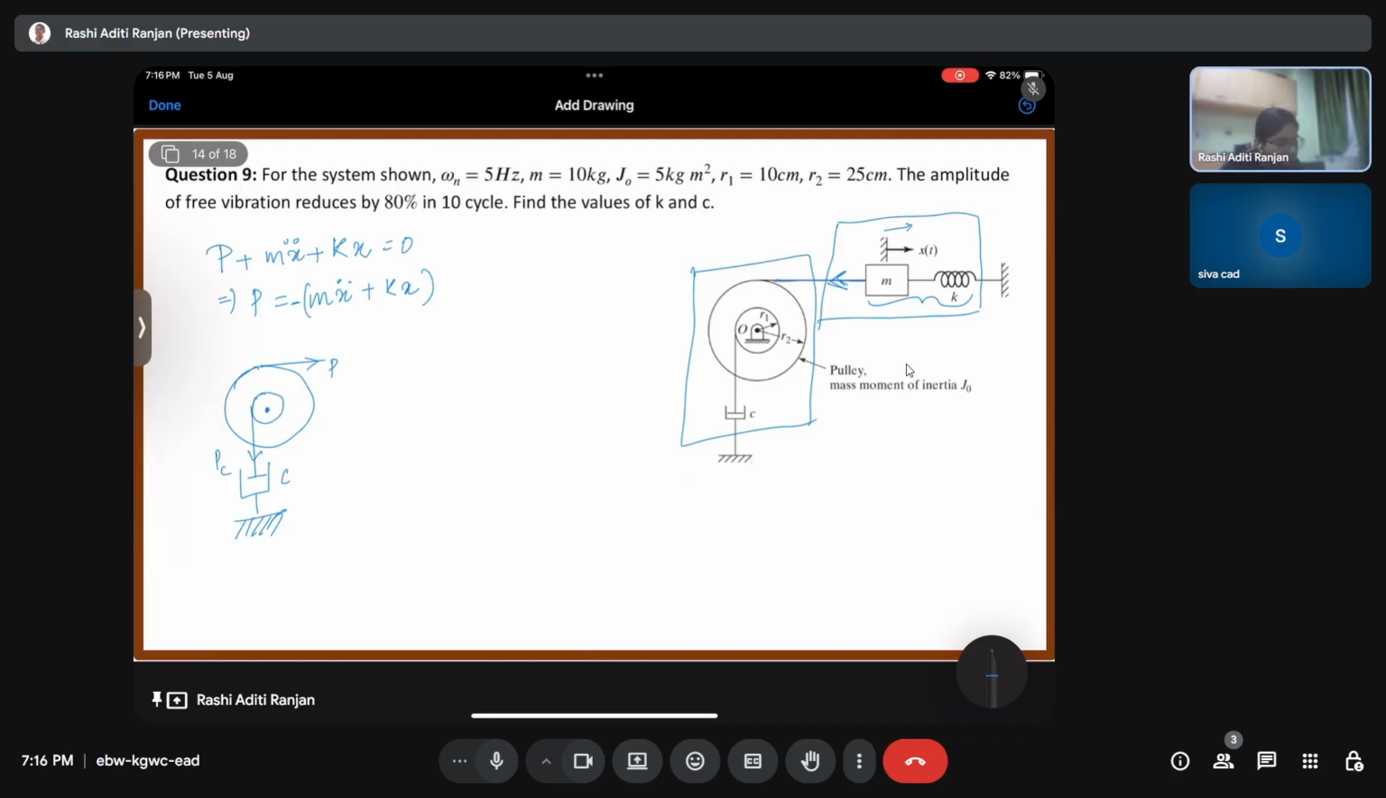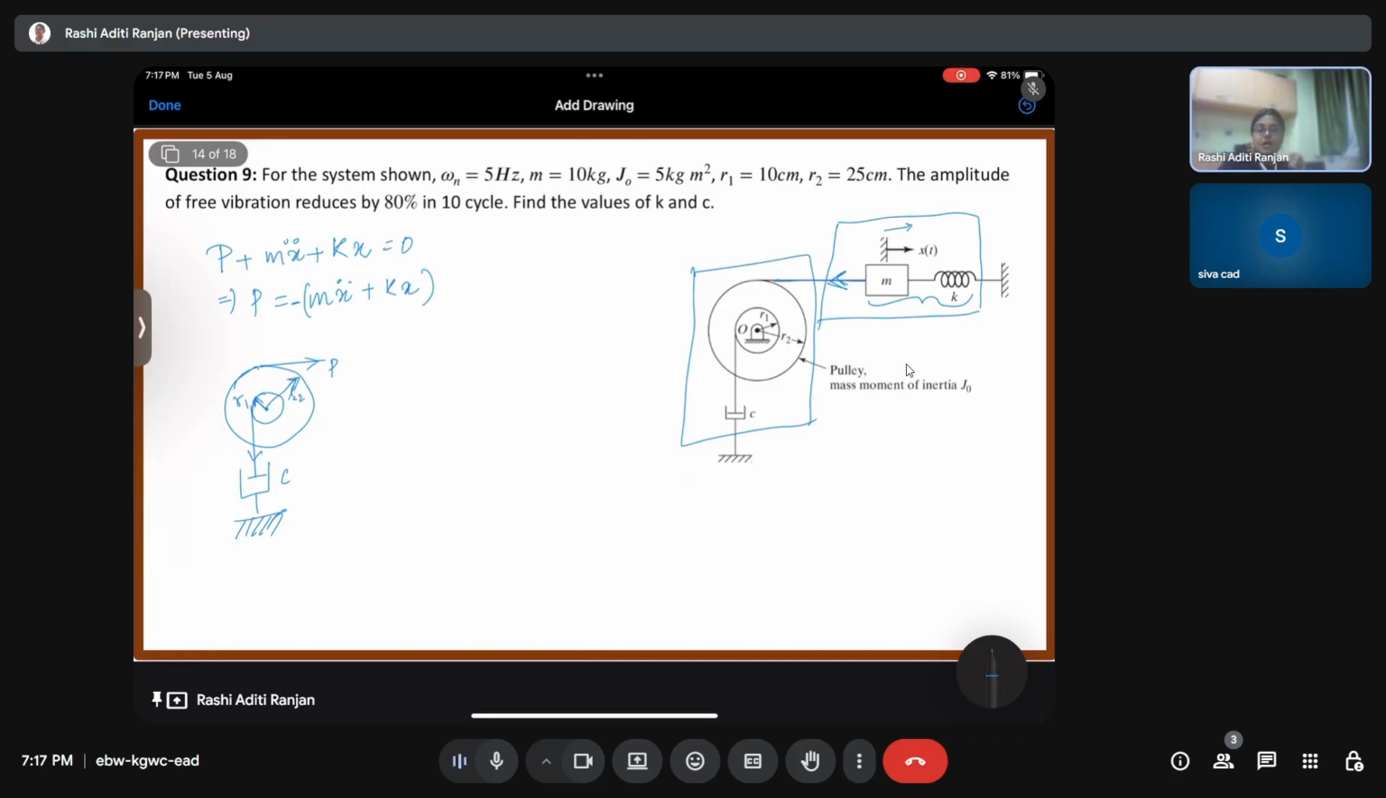What is going to be the value of PC? See, if PC is acting in this direction like this, we can just not write it as PC. We know it is going to be equal to C theta dot into, this is R1 and this is R2. Okay.